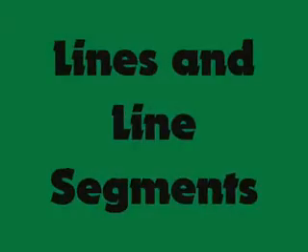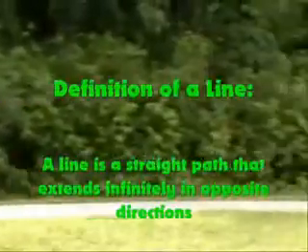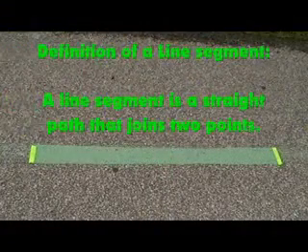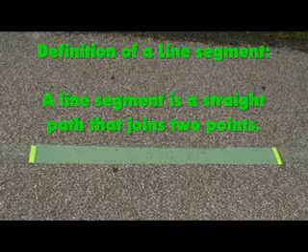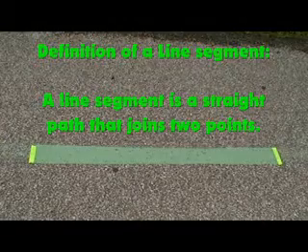Now let's move on to lines and line segments. The bike path here is a perfect example of a line. A line is a straight path that extends infinitely in opposite directions. This path isn't perfectly straight, nor does it go on forever, but for our intents and purposes, we'll imagine that it does. The bike path also gives us an example of line segments, which are straight paths that join 2 points. The 2 points are called the endpoints of the segment.